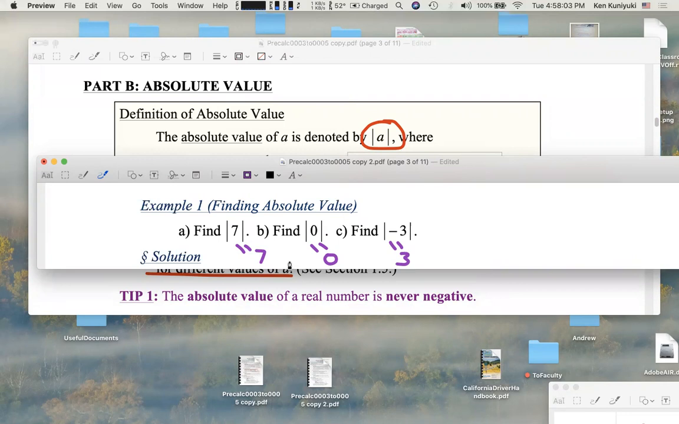The absolute value of your SSN, your social security number, is your SSN. What is it, by the way? Daddy needs to buy stuff on Amazon.